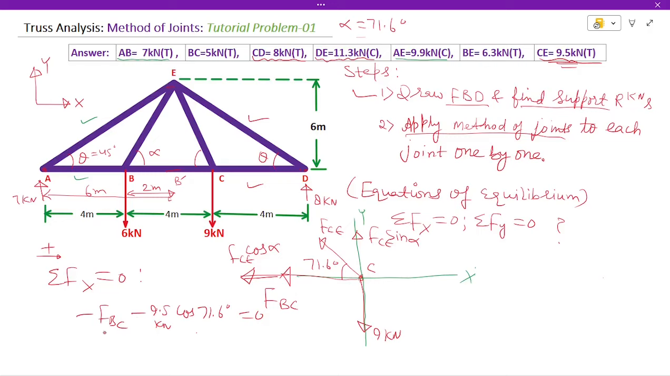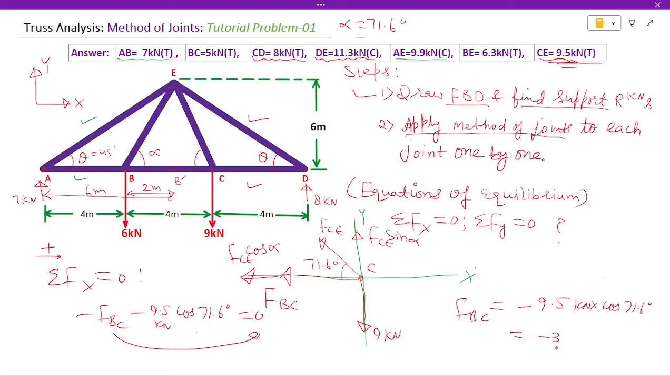So when we rearrange this equation and throw FBC to the right, FBC is equal to negative 9.5 kilonewton multiplied by cosine of 71.6 degrees, right? So let me use the calculator. Negative 9.5 multiplied by cosine of 71.6 is negative 3. Negative 3, right?